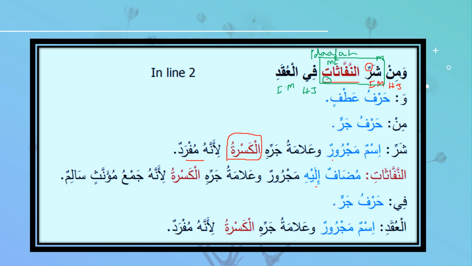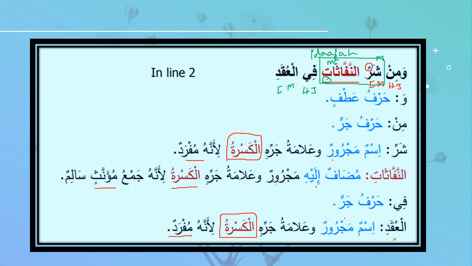Mudaf ilayhi majroorun, alama is kasra. Why? Because it's Jama Muannas Salim. Fi harf jar. Uqad is coming after the harf jar. It's majroor. Alama is kasra. And you have to say it's mufrad. You need to mention whether it's the Jama Muannas, or it's singular, or it's Muthanna. You need to give the extra information on each and every noun. And this is the end of the Arab on the Jama Muannas.